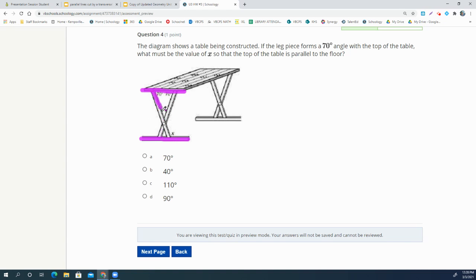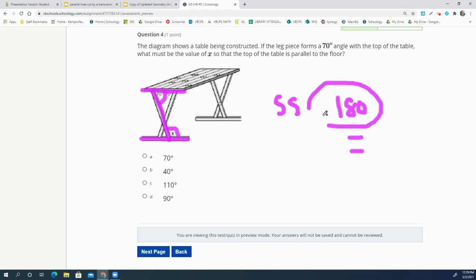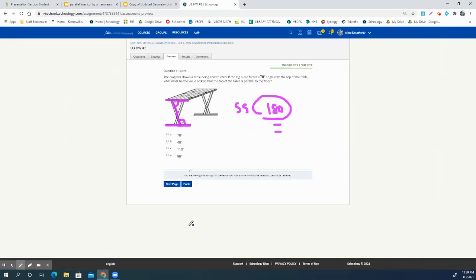We want the negative slope because we want the 70 connected to the x, right? The x is on this table leg. So what's the relationship between the 70 and the x? I'm hearing same side. So should same side be 180 or same side be congruent? 180. Same side should be 180. So if this top angle is 70, this bottom angle has to be 110. You always want to use the transversal that connects your angle. That's the tricky part of that one.